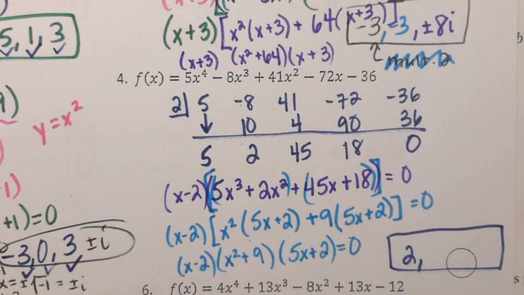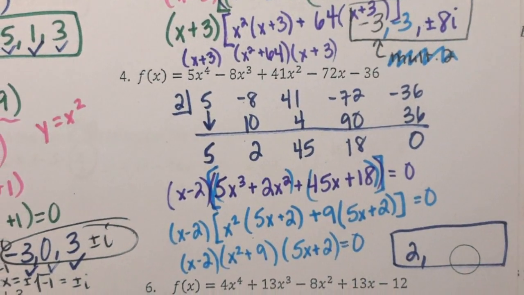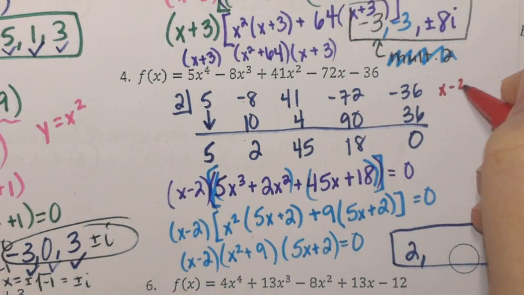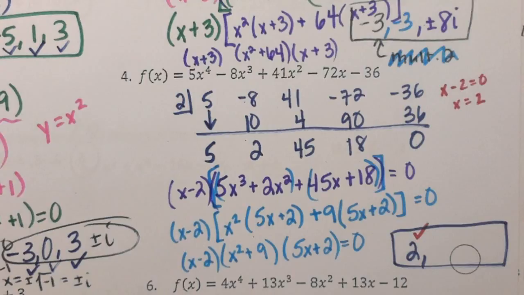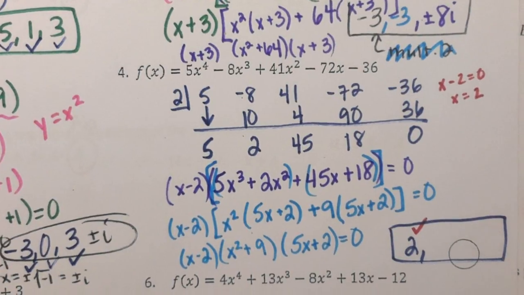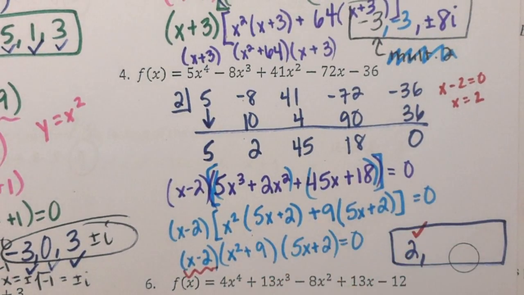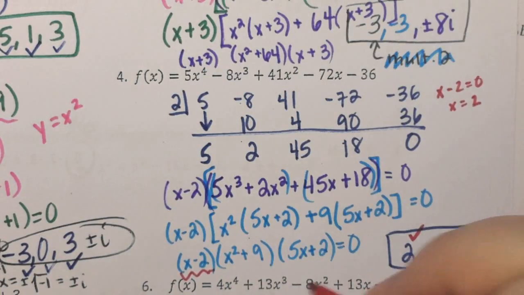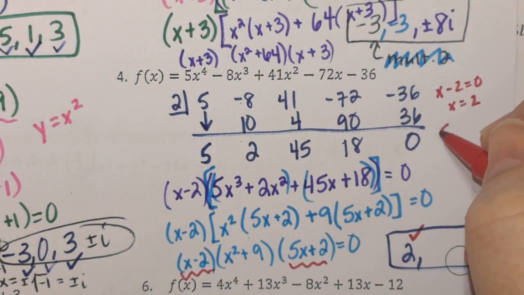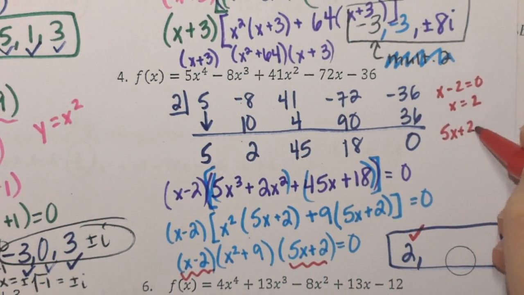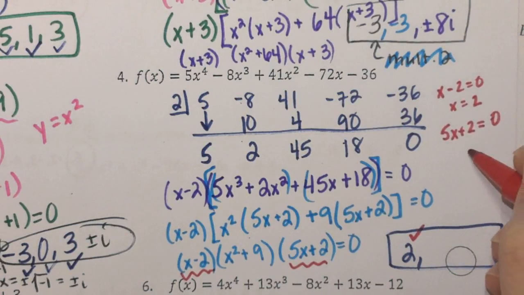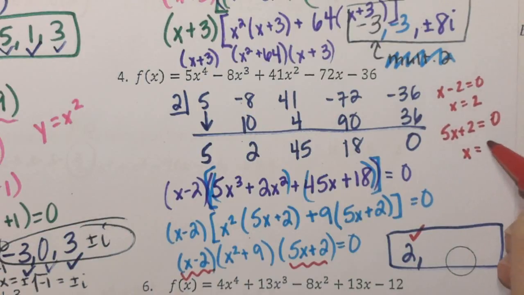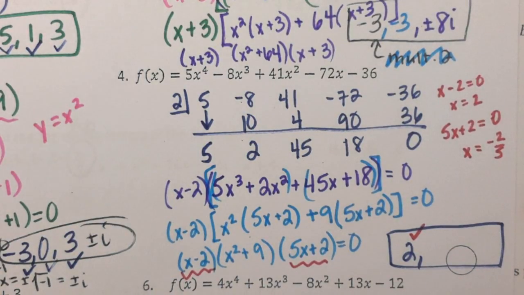Okay, so I need to set each of these equal to 0. And Lord knows I'm out of room, so I'm going to do it over here on the side. If I set x minus 2 equal to 0, of course I get x equals 2. Duh, we have that one already. We handled this one. If I set the 5x plus 2 equal to 0, and that's why your group gets a point, Caitlin, you get 5x equals negative 2, so x equals negative 2/5.